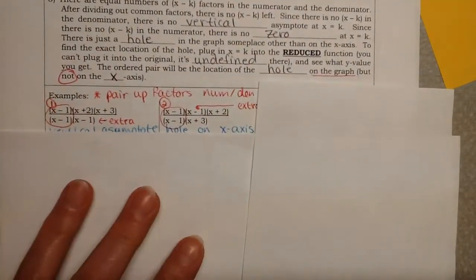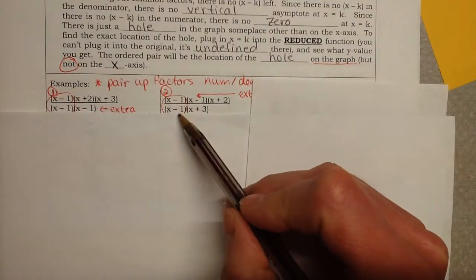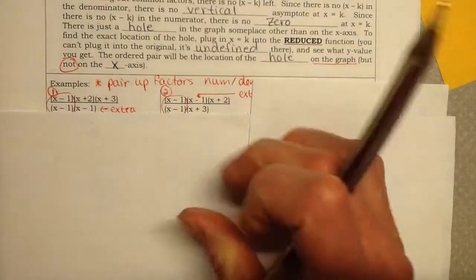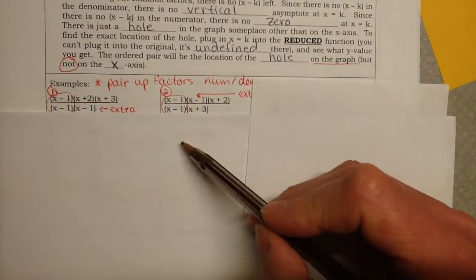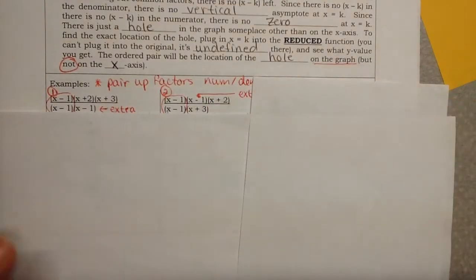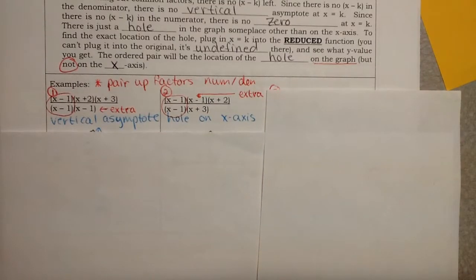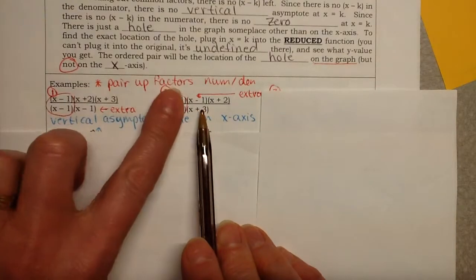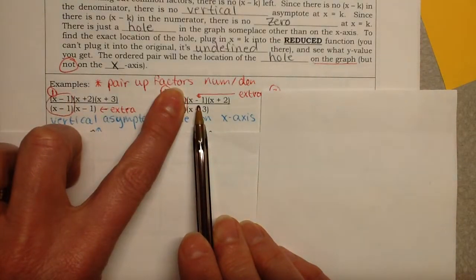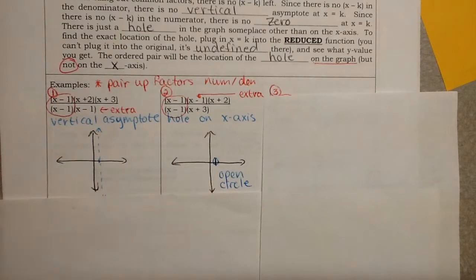I'm circling the identical factors, one in the numerator, one in the denominator. The only time you have to check for holes is when you have one identical one in the numerator and the denominator. But there's an extra one in the numerator. We learned from before that represents zeros. So you're going to have a hole on the x-axis, which means when you go to graph that, if we didn't have this, it would be a 0 or an x-intercept right at 1. But because it's undefined at 1, we're going to have an open circle, which is called a hole at that particular point.